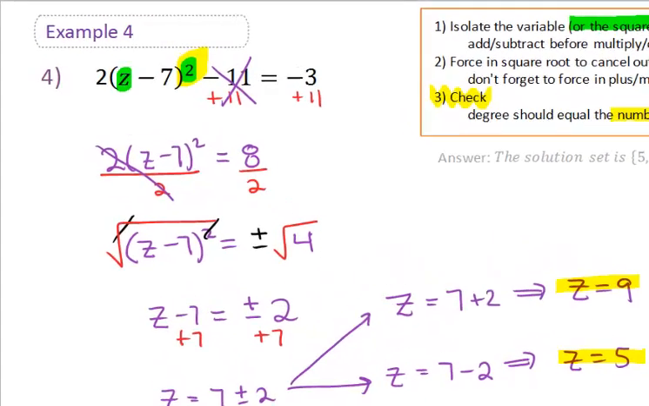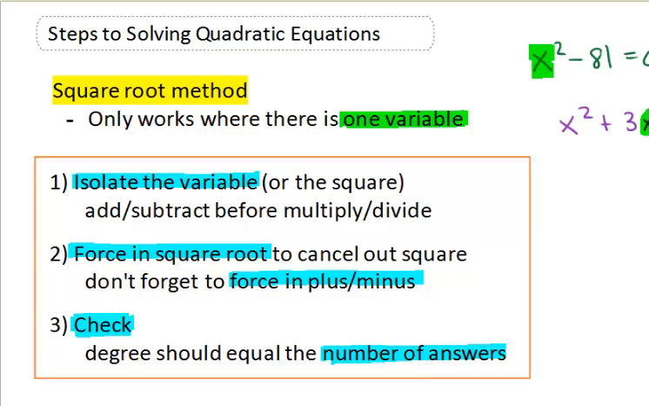So let's review these steps one more time in solving quadratic equations. Remember that it only works if there is one variable squared. If there's any other variables, then this method does not work out. So you do it by isolating the variable or the square, depending on how the problem starts out. Then to cancel out that square, you square root it, and when you do that, that forces in the plus or minus. And don't forget to confirm that you have the correct number of answers, as well as if those answers actually work. So that's the end to solving quadratic equations using the square root method.